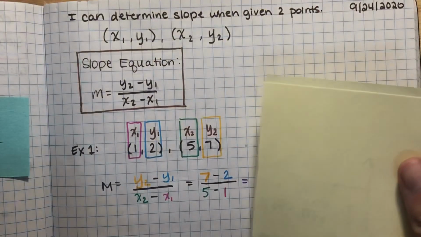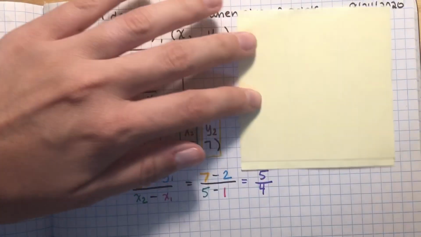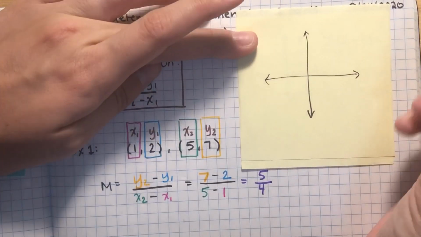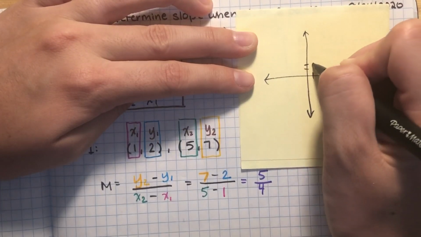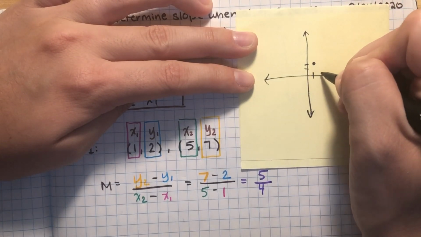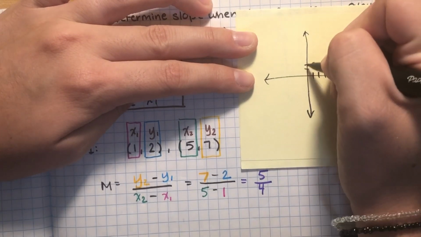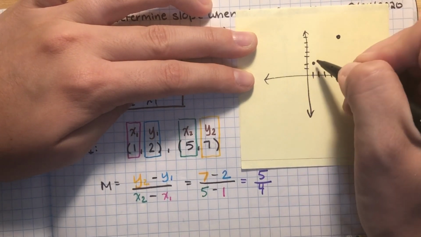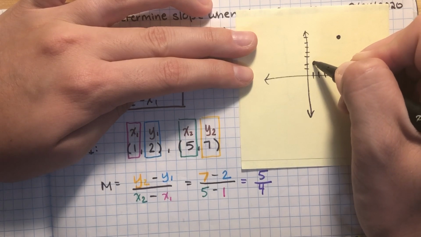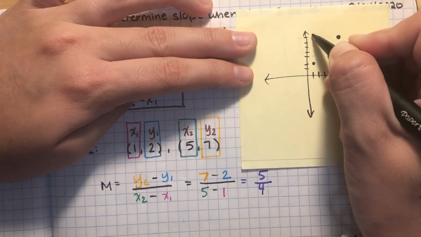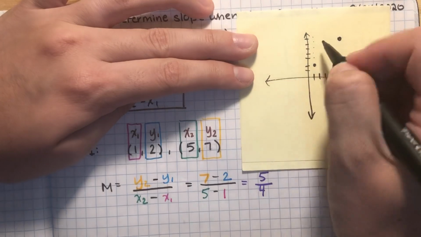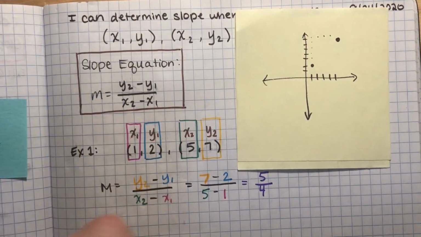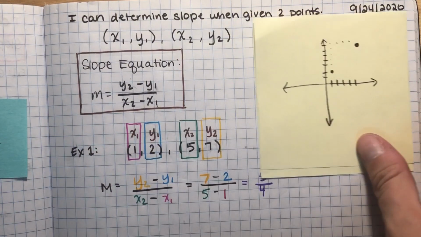If I were to show you how that looks here, if we have 1, 2, and then we have 1, 2, 3, 4, 5, 1, 2, 3, 4, 5, 6, 7. That means we should see that we're rising up 5. 1, 2, 3, 4, 5, yes. And we're running over 4. 1, 2, 3, 4, yes. So we know we have done this right. That's one way we can quickly check our work.